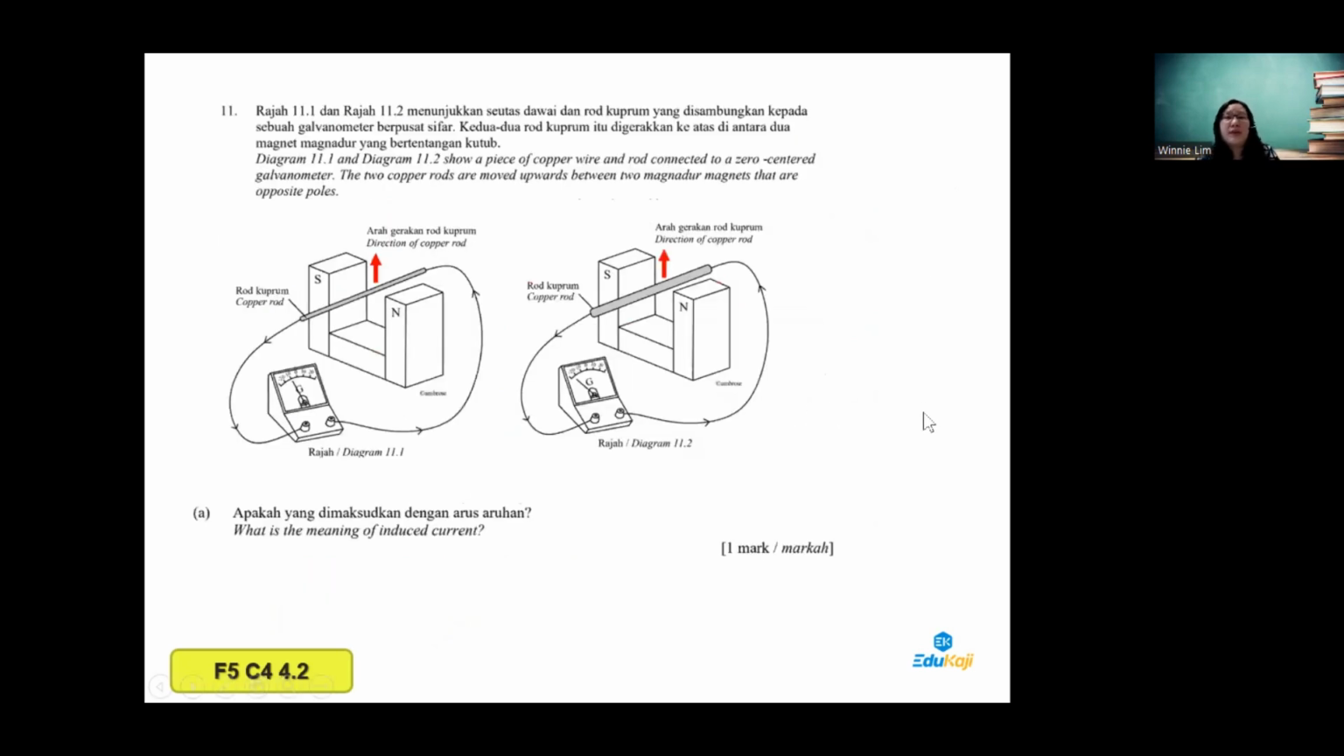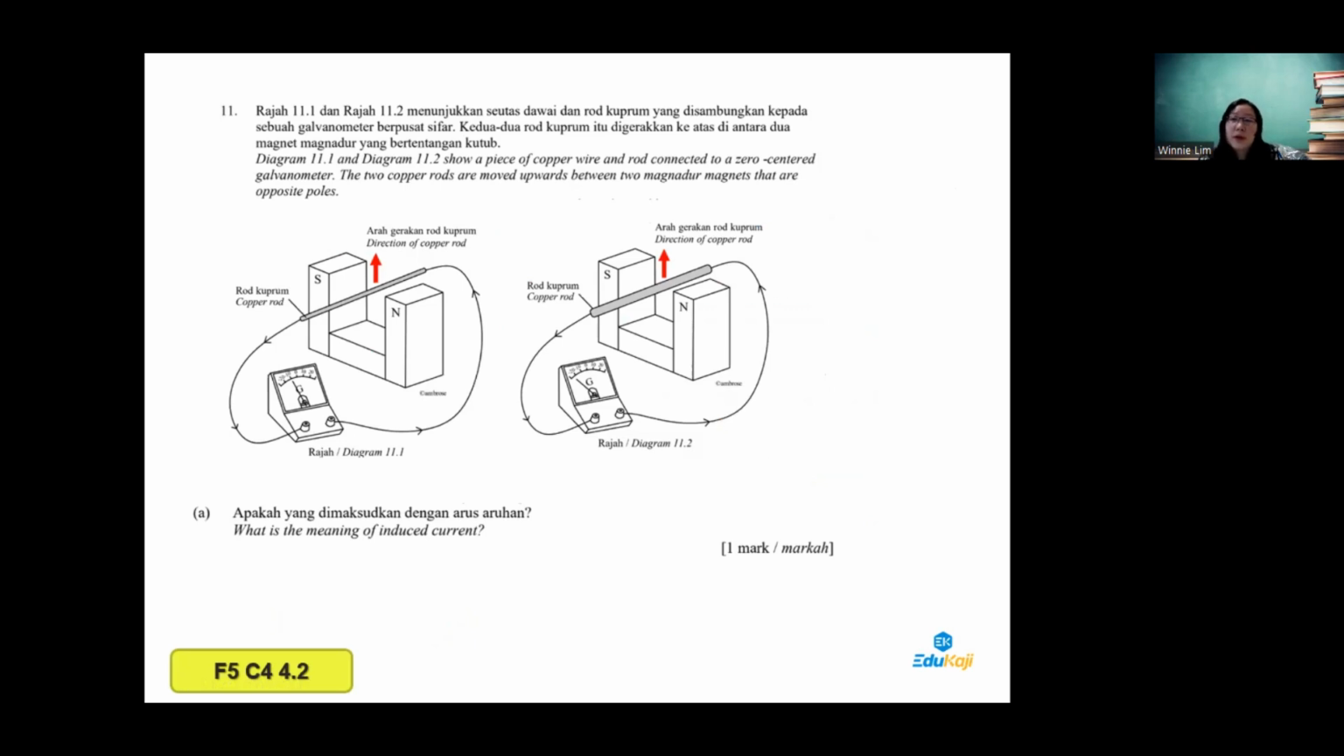Okay, last question from essay. Now, the last question is from Section C. It is a compulsory answer, no choice, only one question, okay? So diagrams 11.1 and 11.2 show a copper wire and rod connected to a zero-centered galvanometer, and the copper rods are moved upward between two magnets of opposite poles.